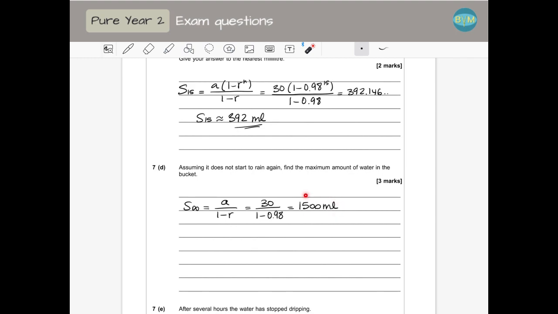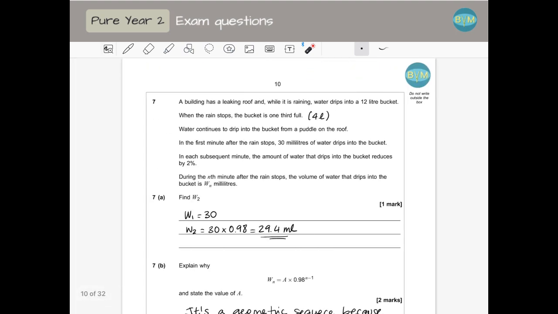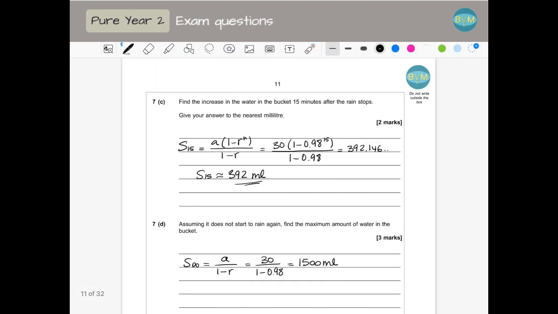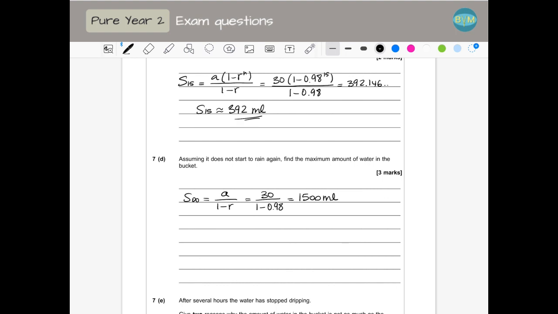It's a round number, but they say the maximum amount of water in the bucket. This is after the rain stops, but we had already 4 liters, remember? When the rain stops, the bucket is 1/3 full. So we have 4 liters. This is 1.5 liters. I'm going to write all in liters. So the total is going to be 4 plus 1.5, 5.5 liters.